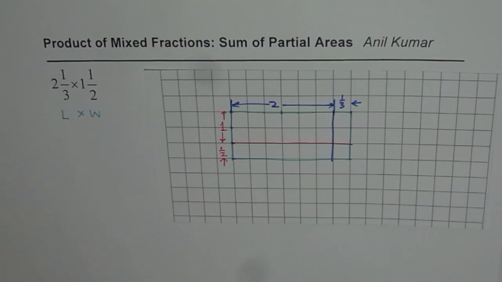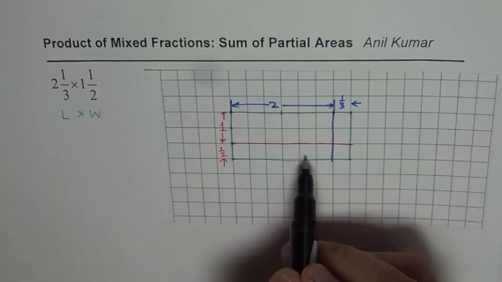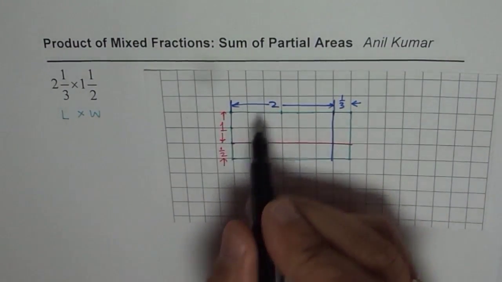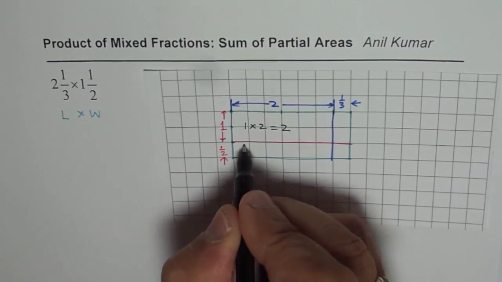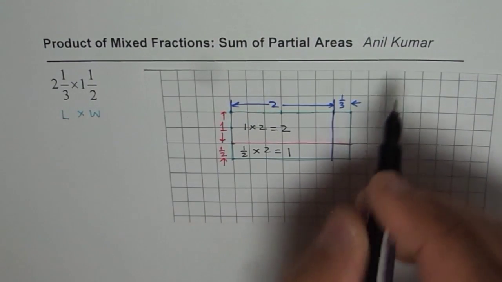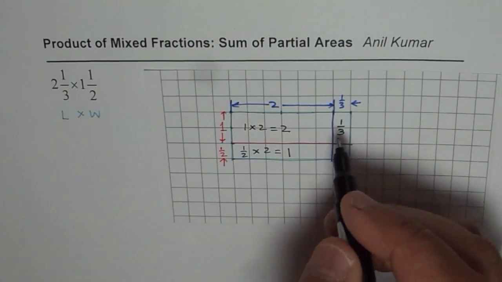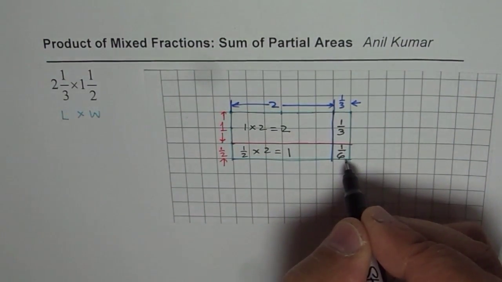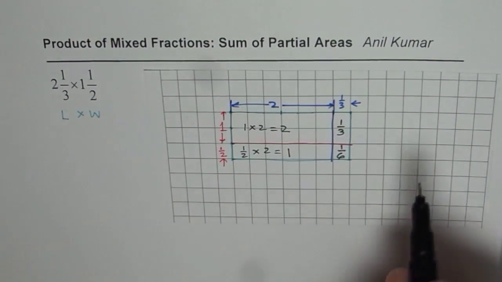Now we simply have to multiply each length and width of the 4 different rectangles and add them up to get the area of the mixed fractions. What is 1 times 2? So we can write 1 times 2 equals 2. Half times 2 equals 1. And when you multiply 1 by 1/3, it's a small area, so I'm just writing 1/3. And half of 1/3 is 1/6. So we get 4 different areas, and that is what we are saying, add them up, that is the sum of partial areas. That's the concept.